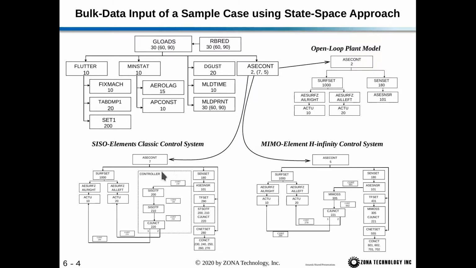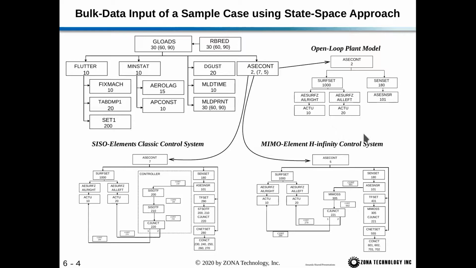Two examples here. We have SISO elements of a classic control system. You can see we've got multiple SISO TF elements here defining a closed loop controller. We have an ASC sensor feeding into our controller, feeding back to our actuators. Here's a MIMO element H infinity control system. In a similar way, we've got the ASC sensor feeding into the controller, but now it's just a single MIMO SS feeding back to two actuators.